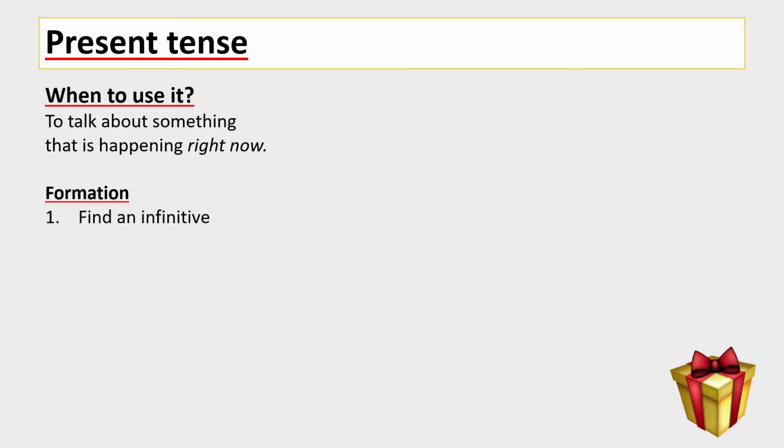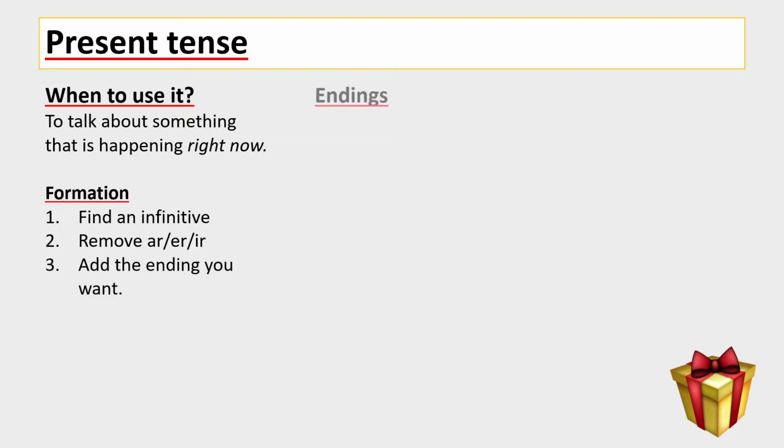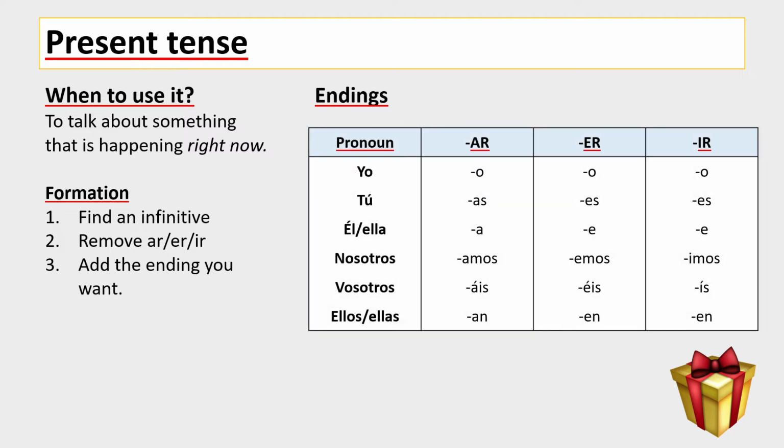Formation. You need to find an infinitive. Remember in Spanish, the infinitives are identified with AR, ER and IR at the end, and they mean to something. Second step, we need to remove the AR, ER and IR and add the ending you want for the present tense. So here are our endings, and you can find these throughout your knowledge organisers, or you can make a note of them here. Let's go through these pronouns to just remind us of who they are.